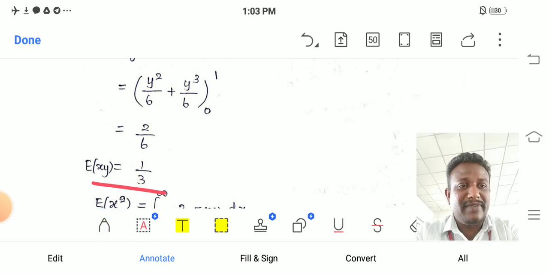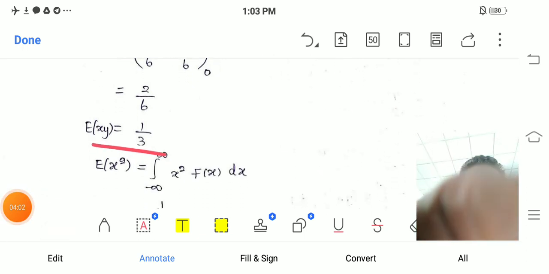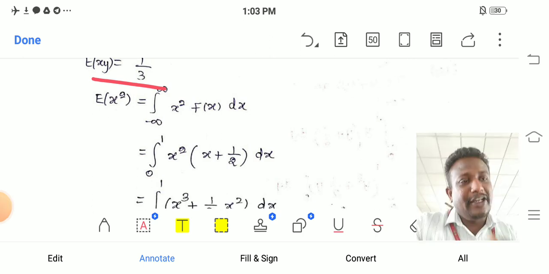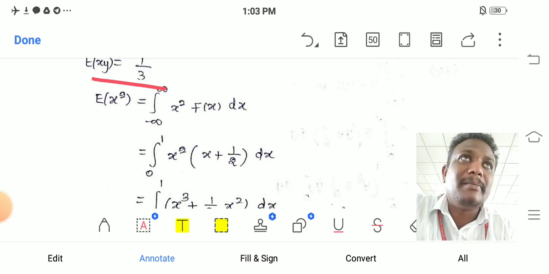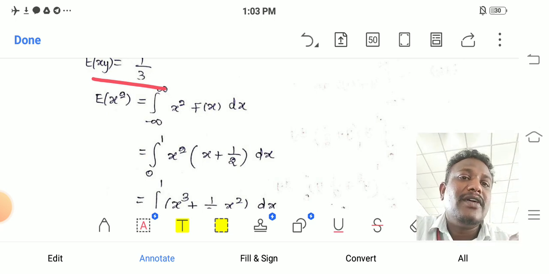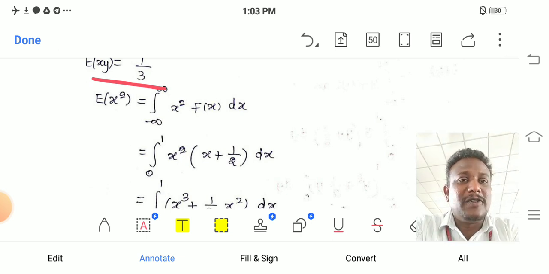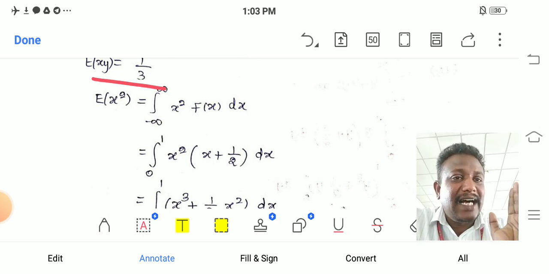So what do we need to do next? It is E of x square that we have to calculate. Why do we need to calculate E of x square? Because to find sigma x, that means standard deviation, we need to know E of x square. And also to find variance of x, we need to know E of x square. So first write the formula. To find E of x square is very easy, because it is almost similar to how we calculated the values for E of x.